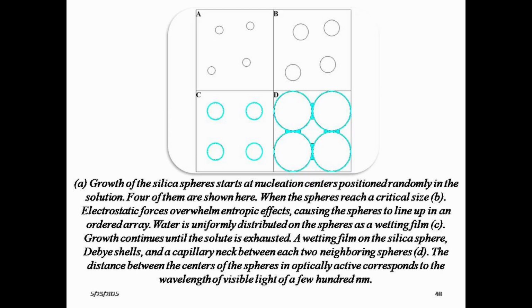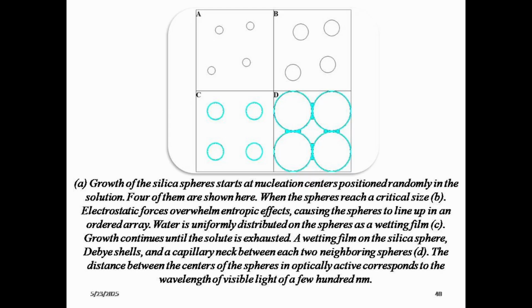When the spheres reach a critical size, B, electrostatic forces overwhelm entropic effects, causing the spheres to line up in an ordered array. Water is uniformly distributed on the spheres as a wetting film, C. Growth continues until the solute is exhausted. A wetting film on the silica spheres, Debye shells, and a capillary neck between each two neighboring spheres, D.